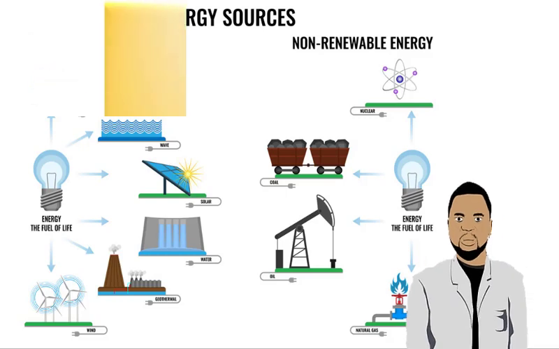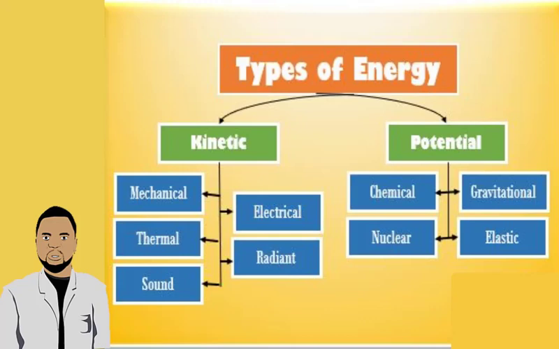Now, there are different forms in which energy exists. We have kinetic energy, which is energy in motion, and potential energy, which is energy at rest. We have mechanical energy, which is the sum of kinetic and potential energies. We have sound energy, thermal energy, electrical energy, vibration energy, and all sorts. Energy from one form can be converted to another.